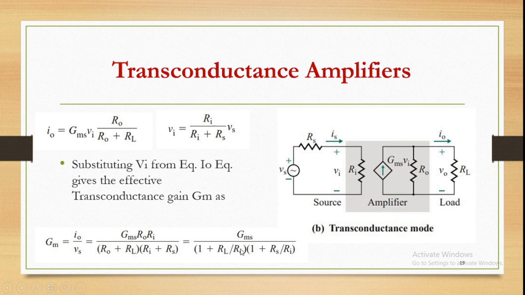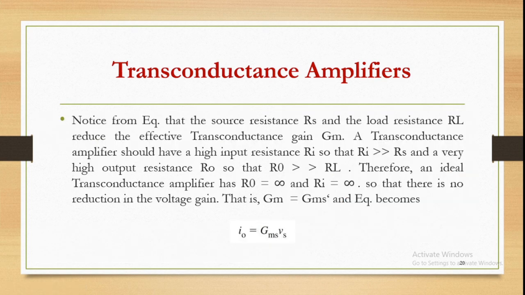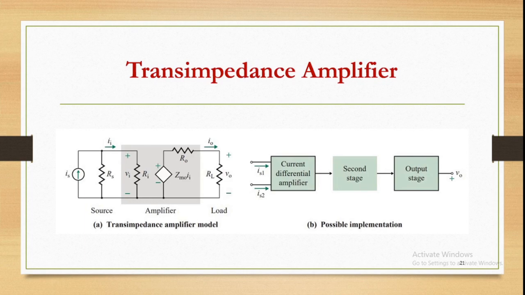So here R0 is in the denominator, and Ri is also in the denominator. So to have these particular values equal to 0, R0 and Ri, they both should be equal to infinity. Then and only then the effective transconductance gain will be equal to the short circuited transconductance gain. So this is the transconductance amplifier where the current I0 equals GMS into Vs whenever R0 and Ri are both infinite.